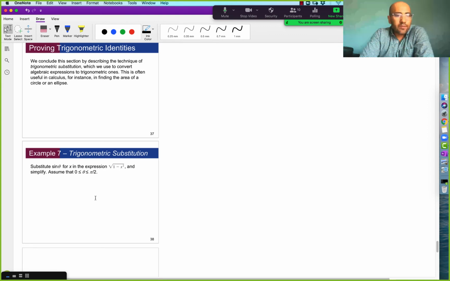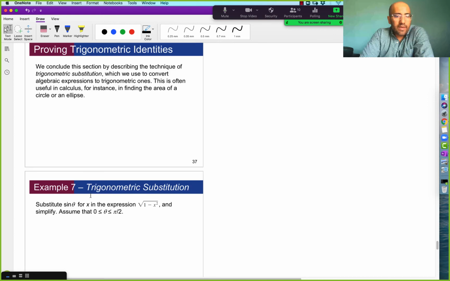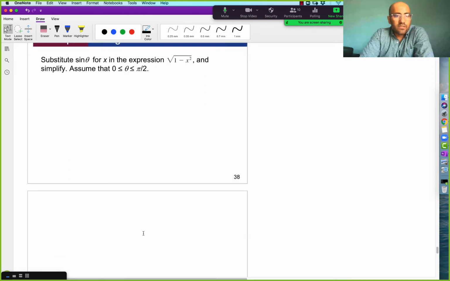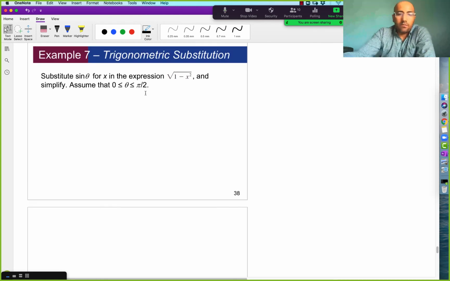Okay, trigonometric substitutions. So you might be asked to make a trigonometric substitution and simplify. So here's an example of something like that. Substitute sine of theta for x in the expression square root of 1 minus x squared and simplify. Assume that theta is an angle between 0 and pi over 2 radians or between 0 and 90 degrees. So we're in quadrant 1. That's what they're saying here. So 0 is less than theta less than 90 degrees.